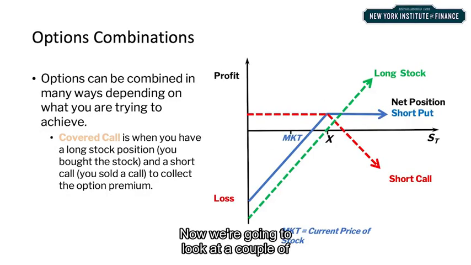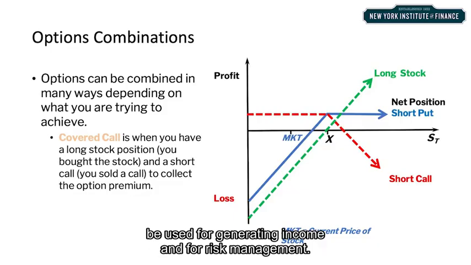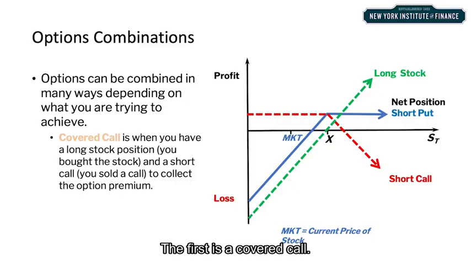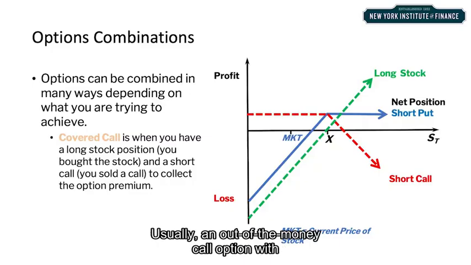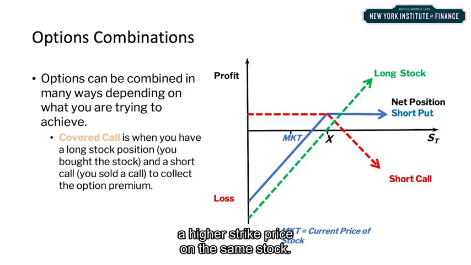Now we're going to look at a couple of option combinations that can be used for generating income and for risk management. The first is a covered call. With a covered call, you own the stock, but then to generate income, you sell a call option, usually an out-of-the-money call option with a higher strike price on the same stock. The trade-off here is that you collect a premium for selling the option, but you also give up some of the potential upside that you could earn on the stock if the price goes higher than the strike price of the option that you sold.